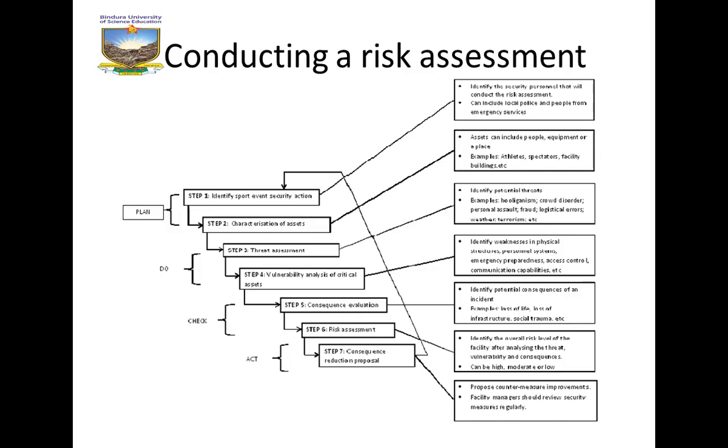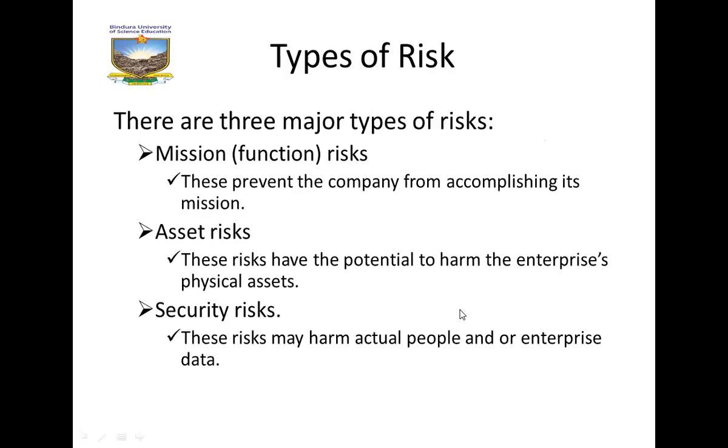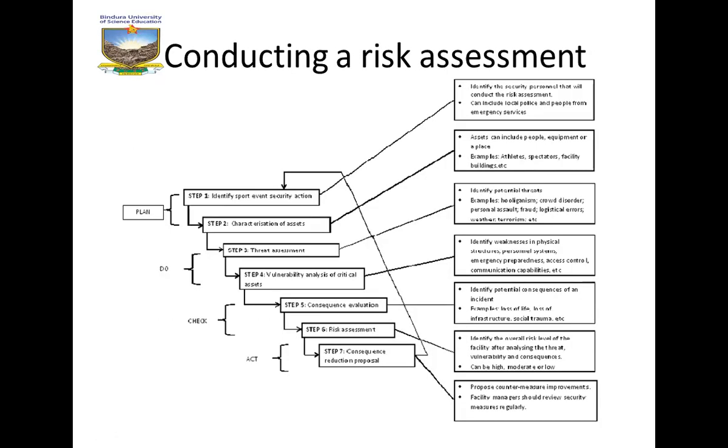So once you have looked at that, you then do your risk assessment, and this brings us back to that calculation. Risk is the probability of that risk happening and the severity of that consequence that you've identified there. So once you have done that risk assessment, you can then come up with a way to reduce the consequences or to eliminate the risk completely. And that is step number 7.